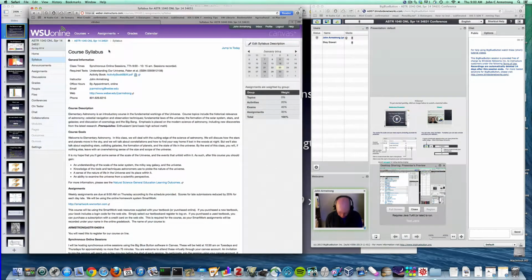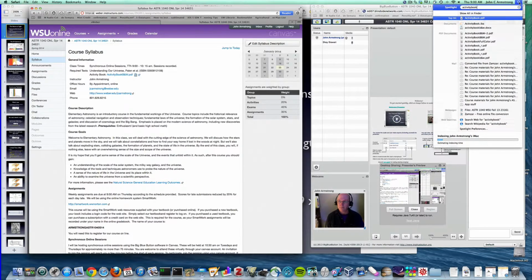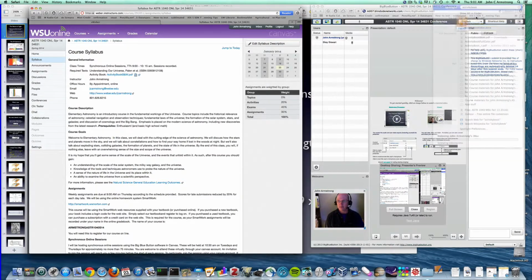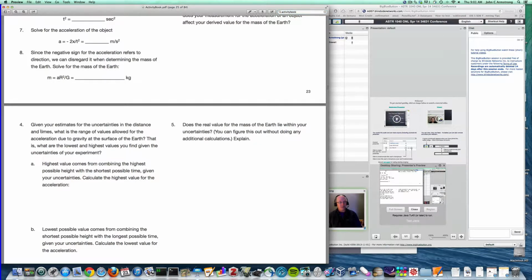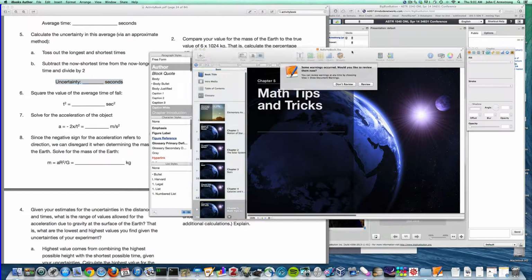Go ahead, Shay. Can you go over just a couple of questions really quick? Yeah, absolutely. On the last activity, question number four says highest value comes from combining the highest possible height with the shortest possible time, given your uncertainties. How do we calculate that again? So you're looking at the uncertainty in the times. You've got that right because that's the uncertainty you calculated right here.